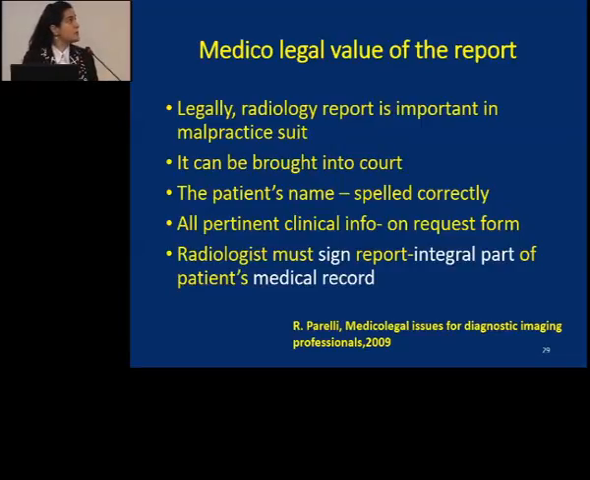Legally, a radiology report is important in a malpractice suit because it can be brought into court. I know that maybe in your country, as in mine, it is not so common for the radiologist to go to court. Is it common or not? No? But you should be aware, because previously I was working in a private hospital for 4 and a half years. Fortunately, I was fortunate not to go to court, but some of my colleagues did. Okay, and once signed, the report becomes an integral part of the patient's medical record.